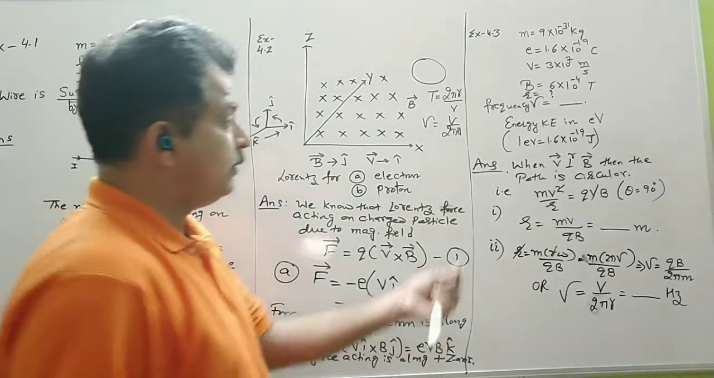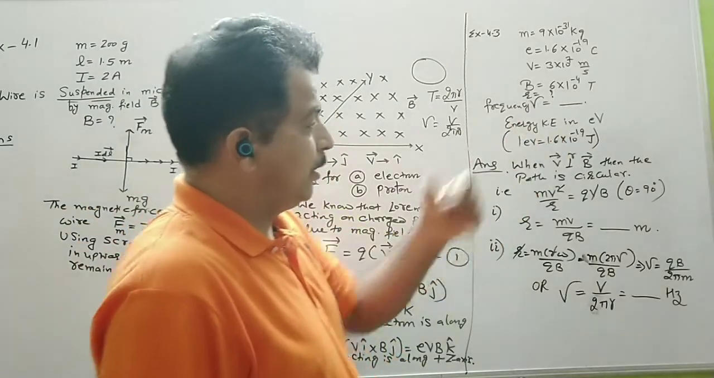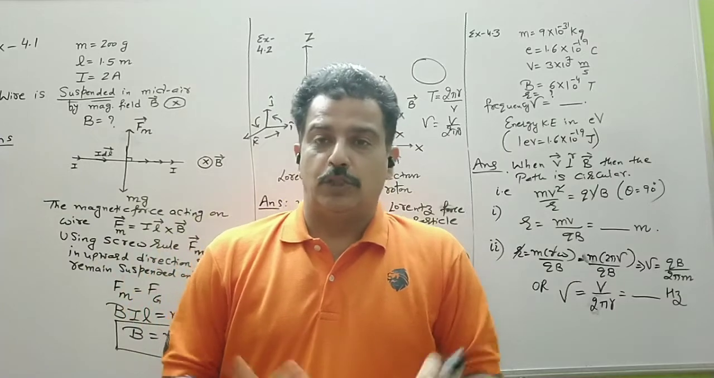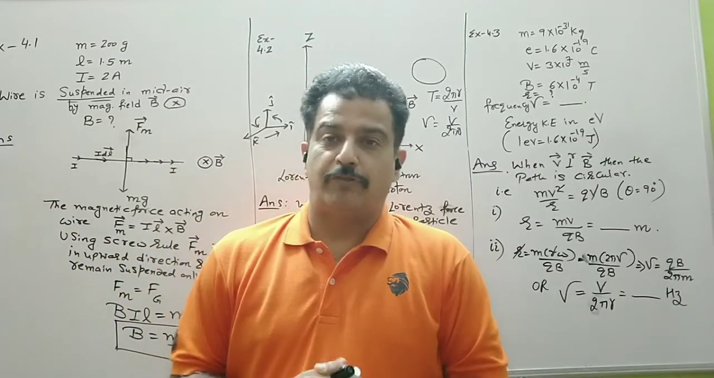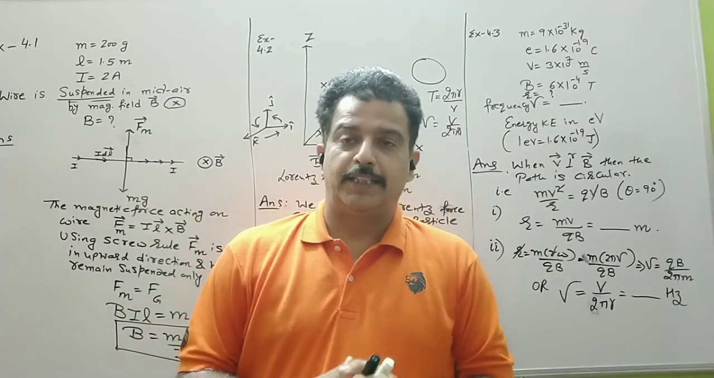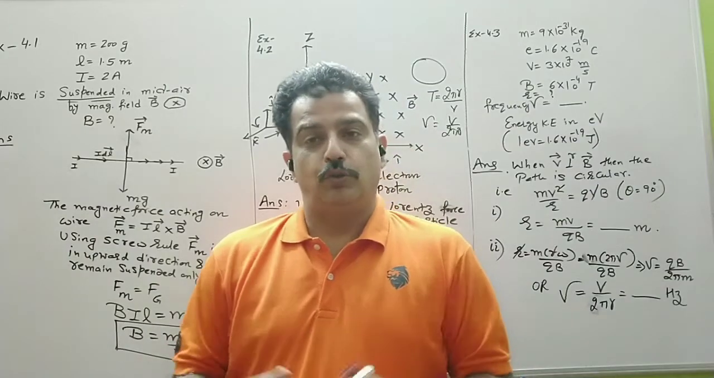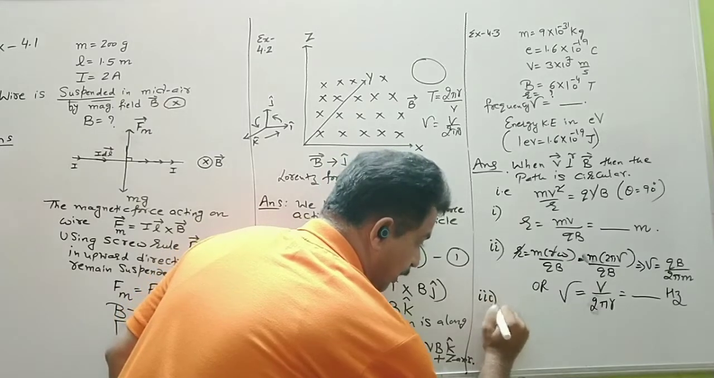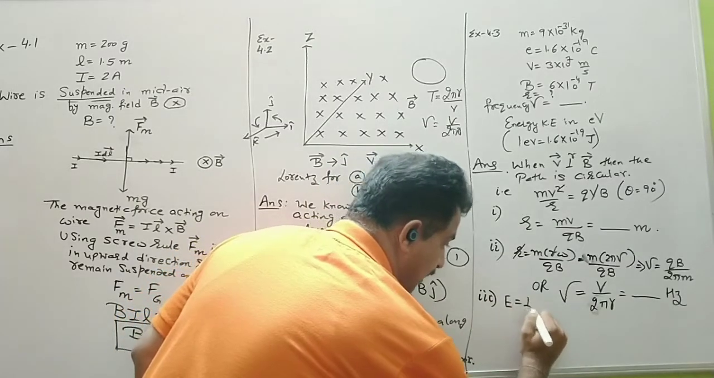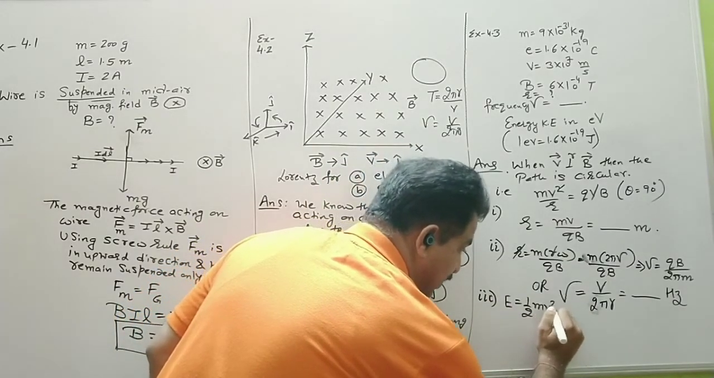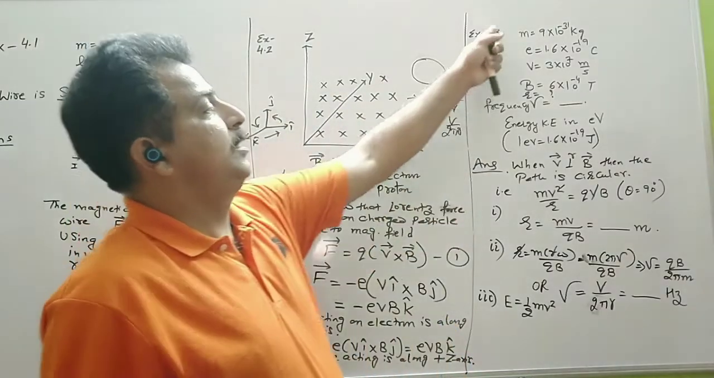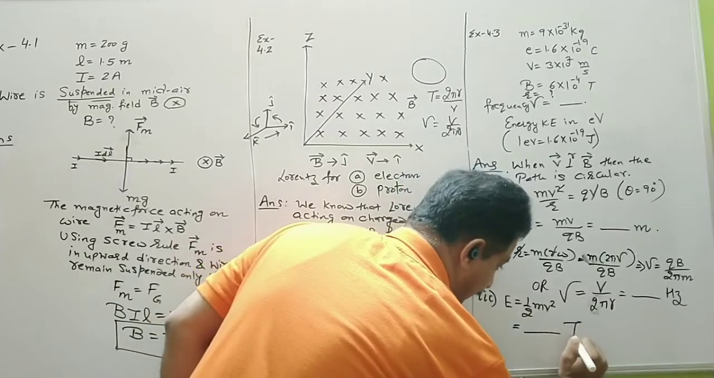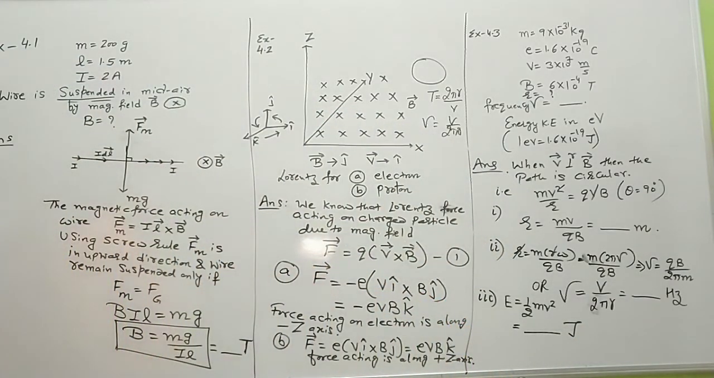Third, you have to find out the energy. In the question it is given to find out the energy in eV. Now clearly, if a particle is performing a circular motion, its speed is constant, so you have to find out its kinetic energy. So in the third portion, the kinetic energy is equal to half mv square. So m is given, v is given. You substitute this value, you will get the answer in joule.